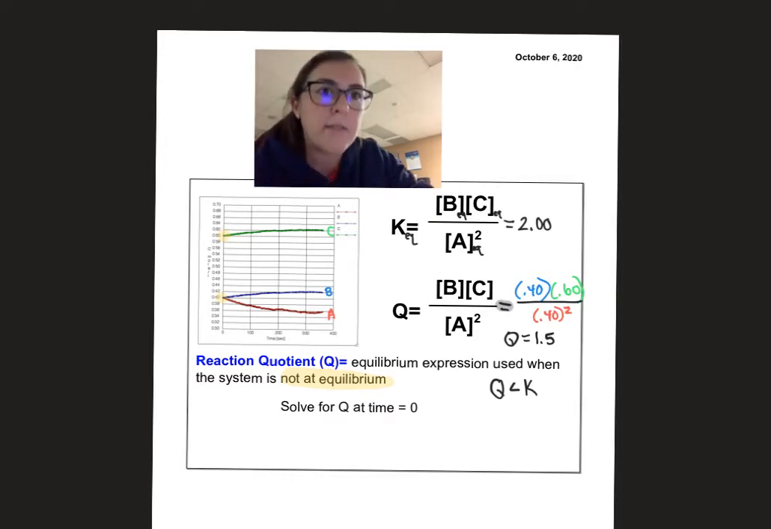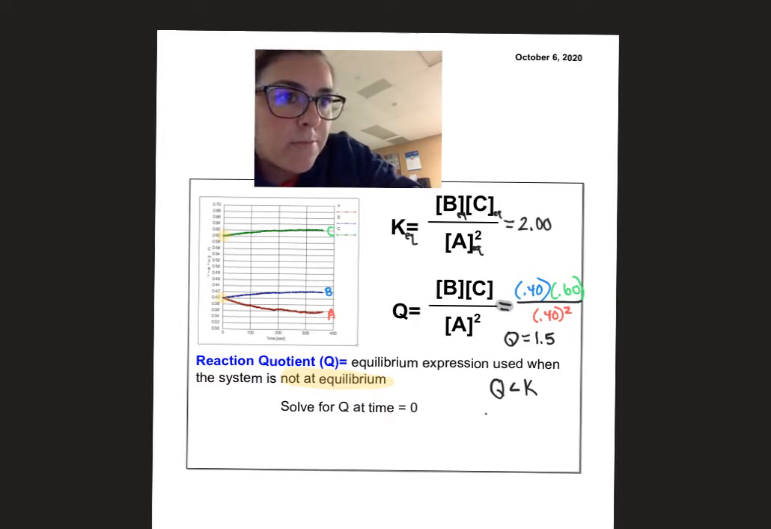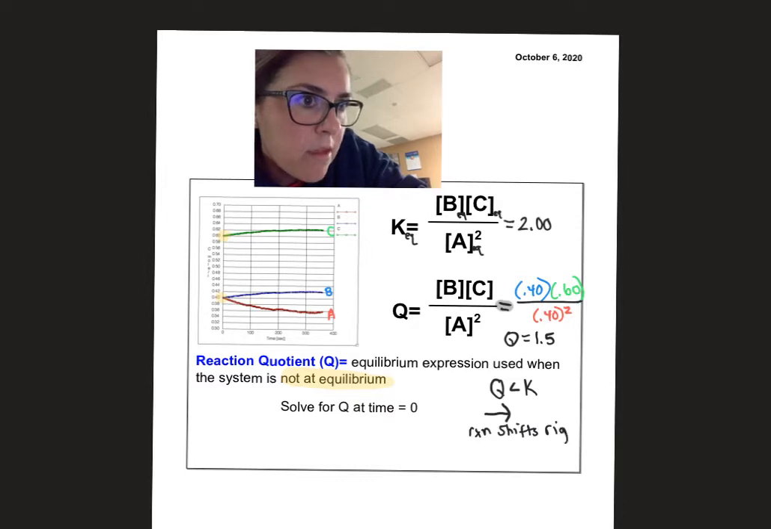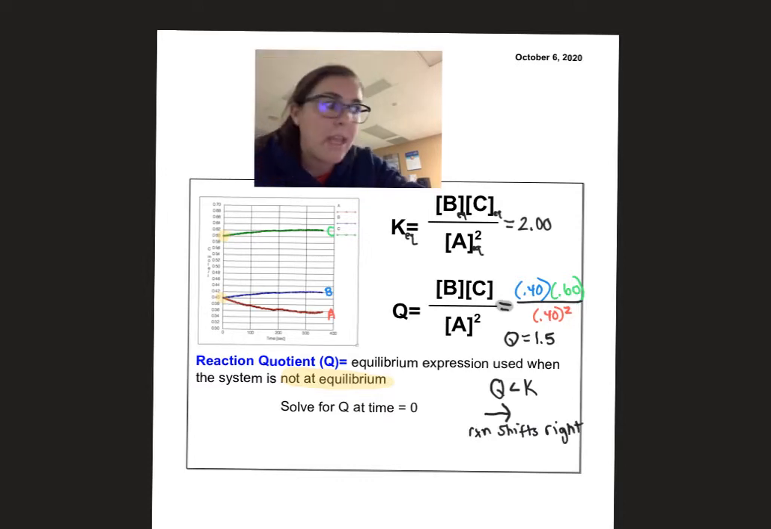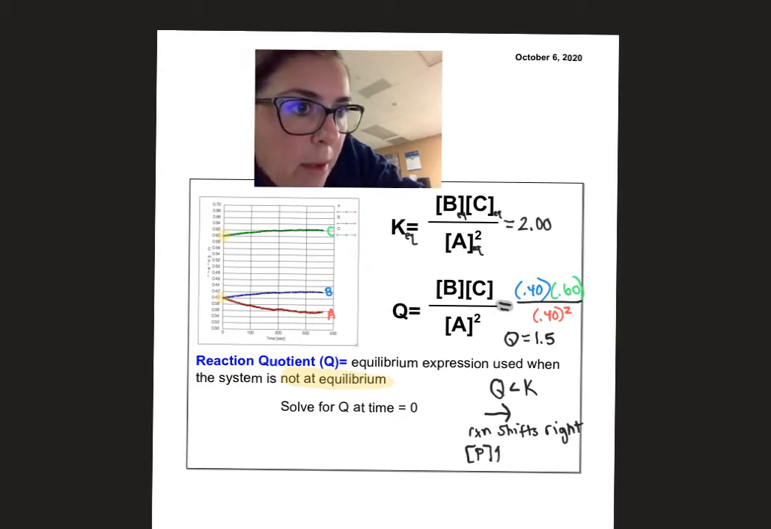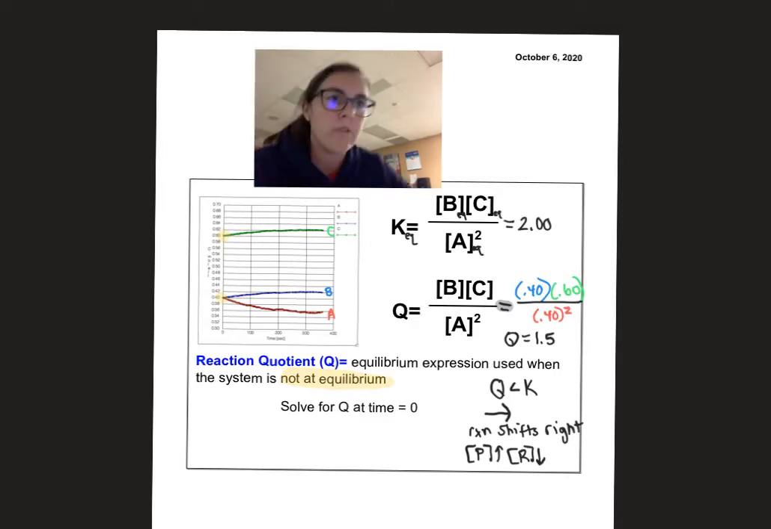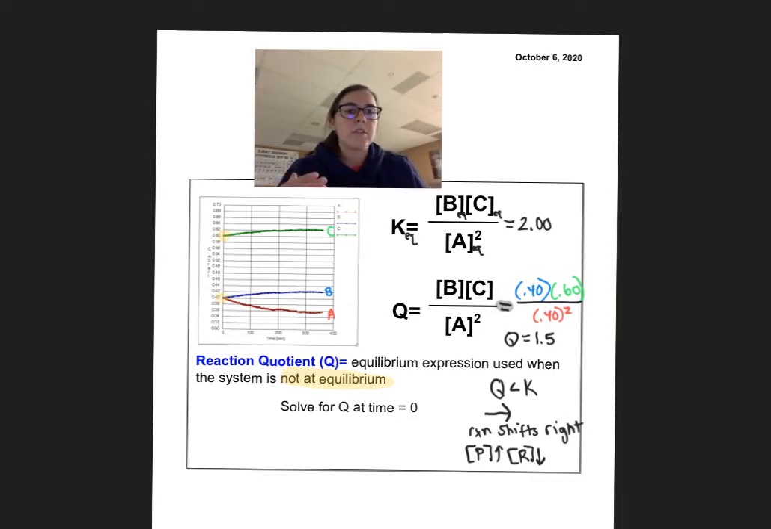And here's what this means. At the beginning of the reaction, because Q is less than K, the reaction is going to proceed to the right. Okay, so because Q is less than K, we're going to move towards K. So here's what I mean. Reaction shifts right. So that means when the reaction starts, we're going to start making products. And so that means the concentration of the products is going to go up. The concentration of the reactants is going to go down as that reaction shifts to the right. So we're trying to get to this K. In order to do that, we need to shift to the right.